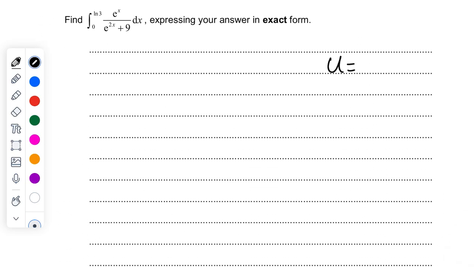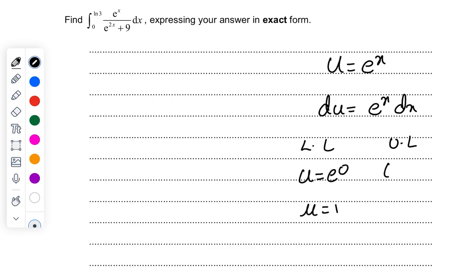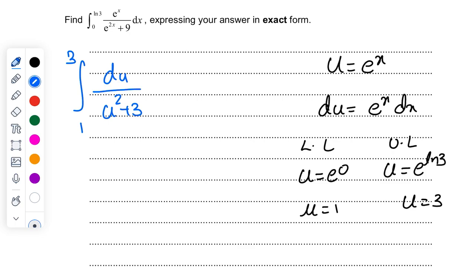Now u equals e power x. So du equals e power x dx. Lower limit, u equals e power 0, so u equals 1. Upper limit, u equals e power ln 3, so u equals 3. So what will it become now? 1 to 3, du upon u square plus 3 square.